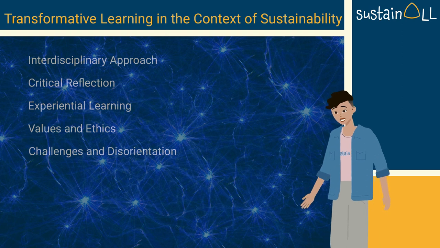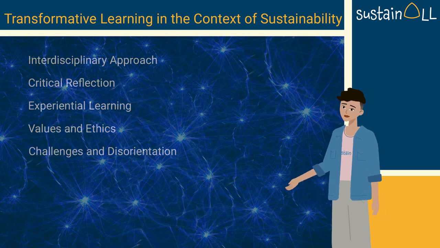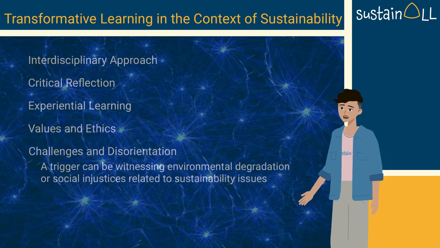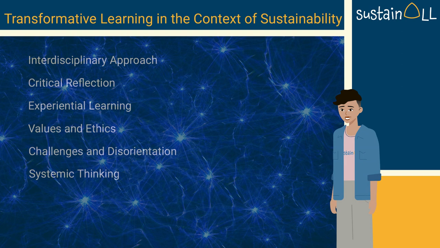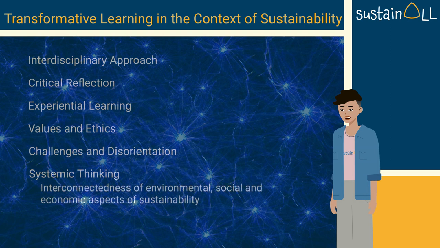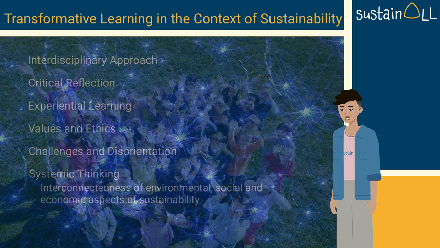Challenges and disorientation. Just as Metsiro mentioned, transformative learning can be triggered by challenges and disorienting experiences, such as witnessing environmental degradation or social injustices related to sustainability issues. Systemic thinking. Transformative learning encourages systemic thinking, where individuals recognize the interconnectedness of environmental, social, and economic aspects of sustainability.